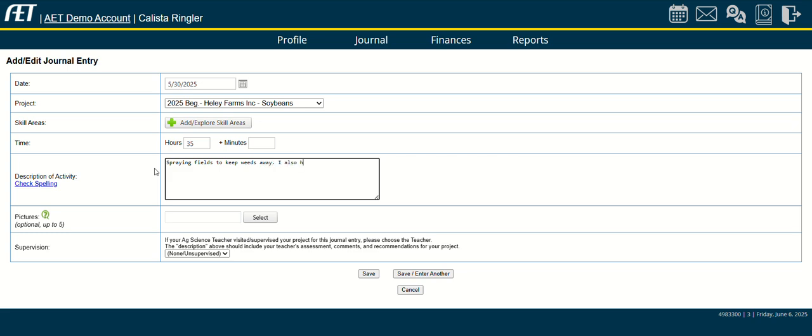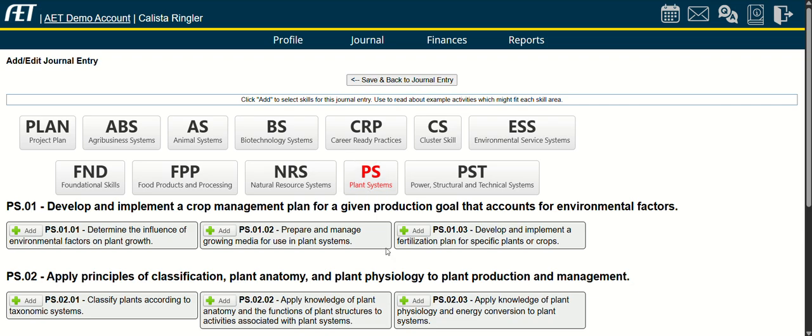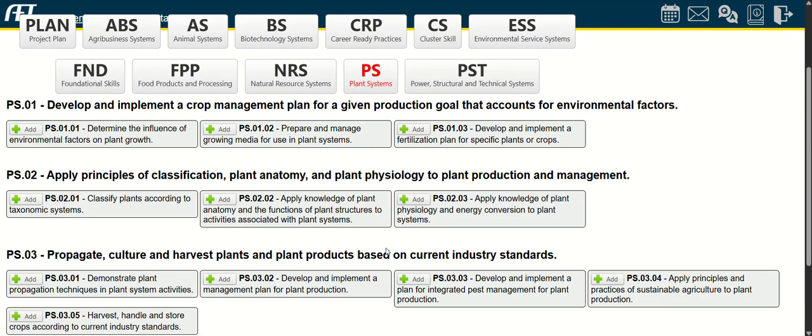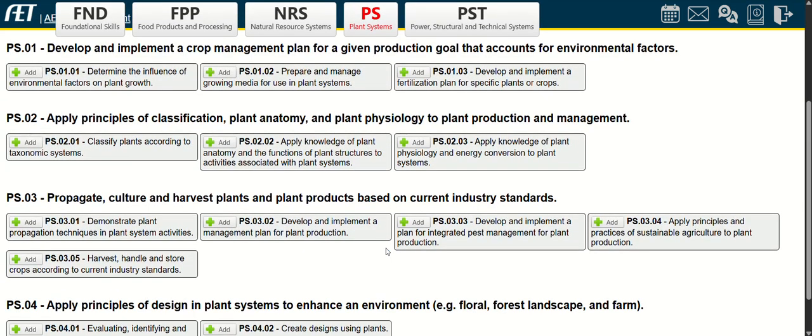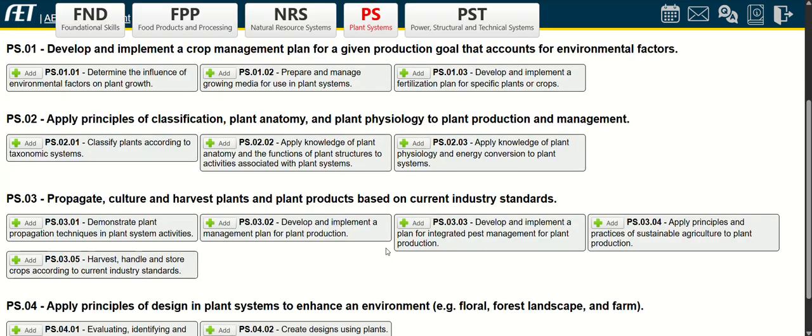I also helped with fixing broken equipment from planting this spring. Okay, and now I need to get some skills that match that. So I need a skill for spraying and a skill for fixing something broken. So spraying has to do with the plants. So I'm going to go through here and look for something about applying chemical, making sure that I'm being safe.